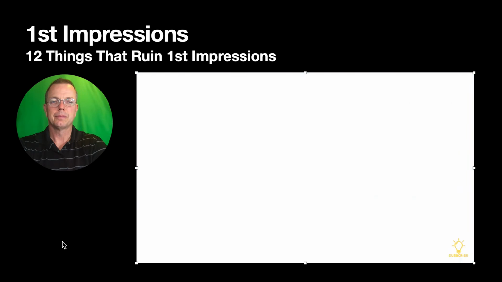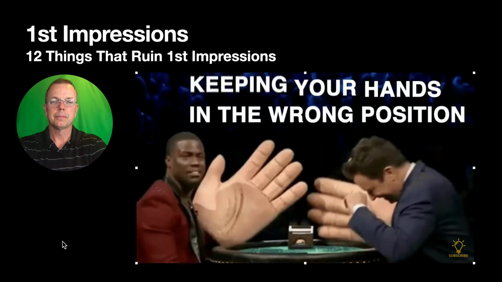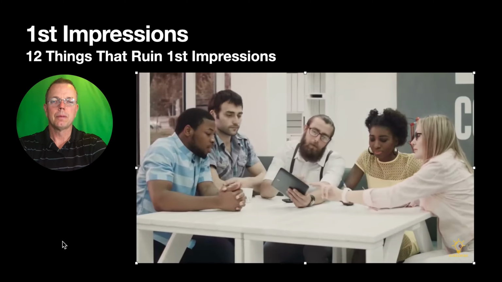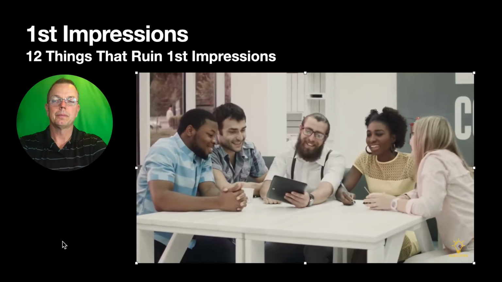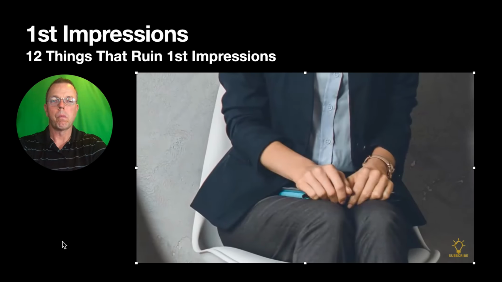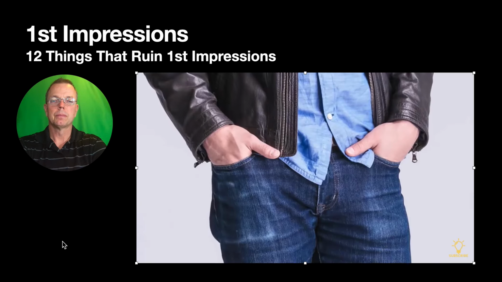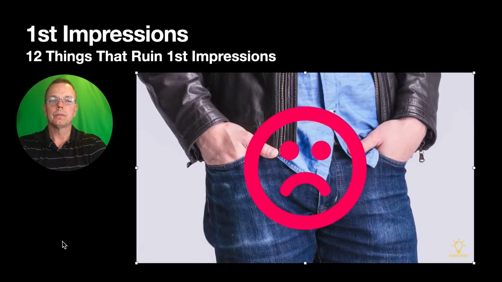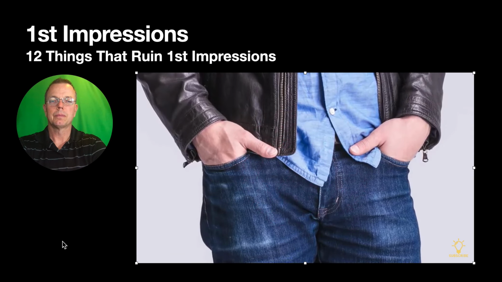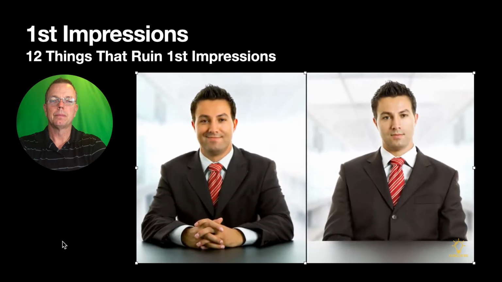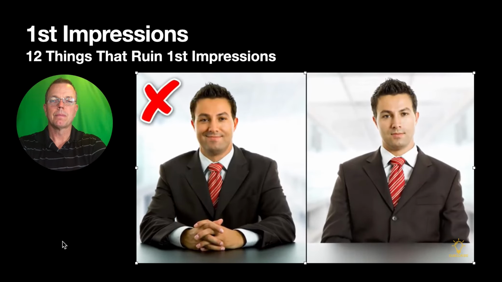Number 11, keeping your hands in the wrong position. If you're ever sitting in front of a group of people, whether it be at a business meeting or some conference, you've got to be mindful of where you keep your hands. You can put them on your lap, but never keep them in your pockets, because this gives the impression that you're hiding something. If you place your hands on the table, don't squeeze them too tightly, or lay them flat with your palms down. This makes people feel like you want to control them.